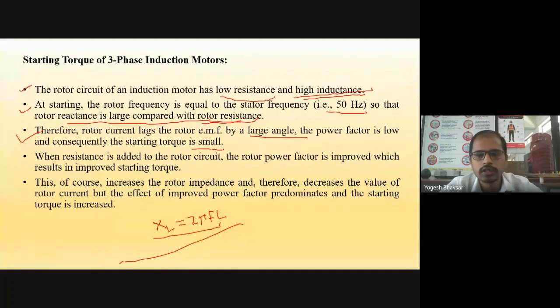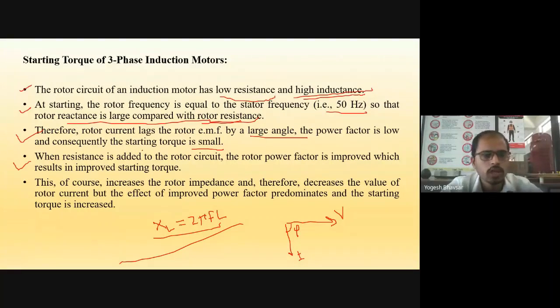Since the reactance is large, the power factor angle will be large. That means the current lags behind the rotor EMF. So what we can see here is the voltage and the lagging current. This angle will be large because of the inductive load, and the power factor is also low. So that's why the starting torque is small.